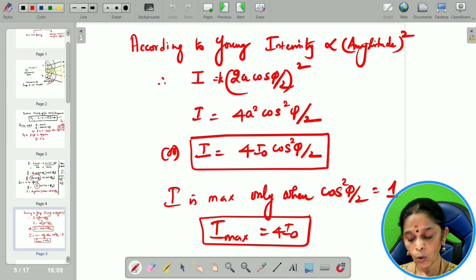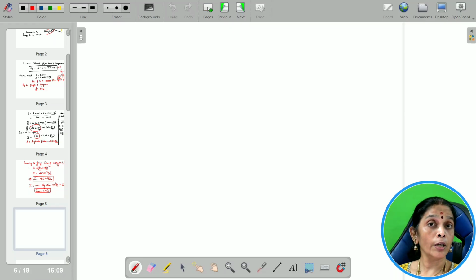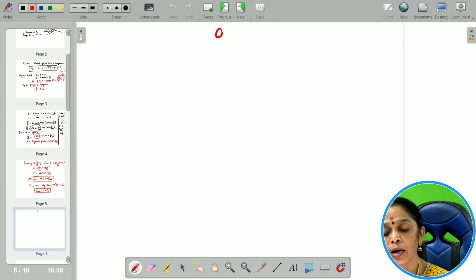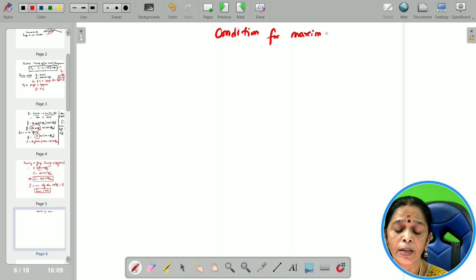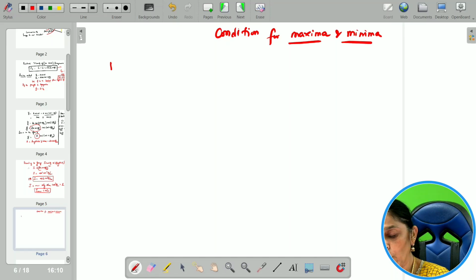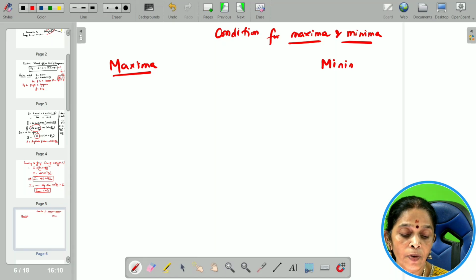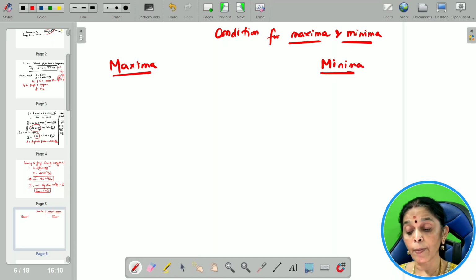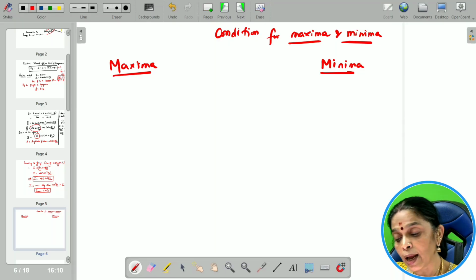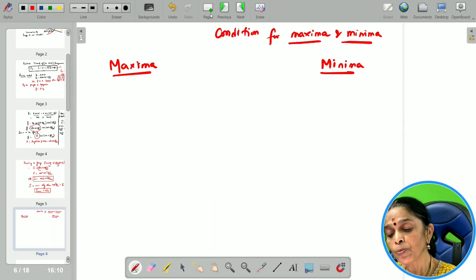So that is all. Now coming to the interesting continuation of the same topic, that is condition for maxima and minima. After finishing, we'll go to the interference YDSE experiment. Condition for maxima and minima. So now I'm going to take maxima. We have already seen this, and I'm just giving you a recap. Before getting into maxima and minima, I would like to recapitulate this topic which you have already learnt in class 11.